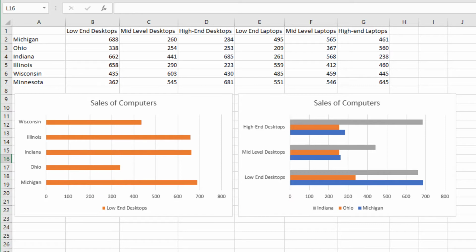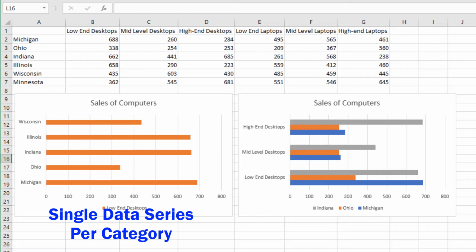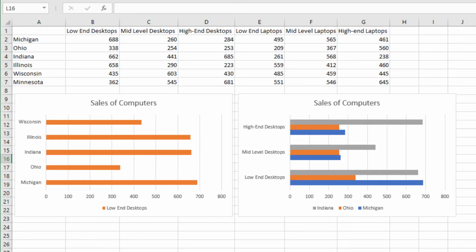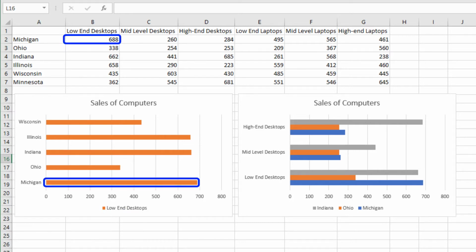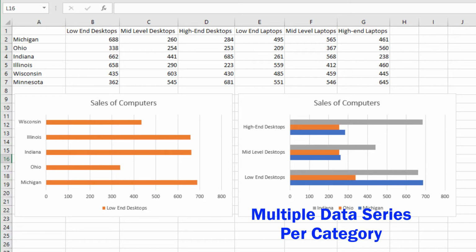Each category may contain one or more data series. The chart on the left has one data series per category. The data series comes from cells B2 to B6. For example, the data for the Michigan category is in cell B2. The chart on the right side of the worksheet has multiple data series per category. The data for the data series comes from cells B2 to D4.